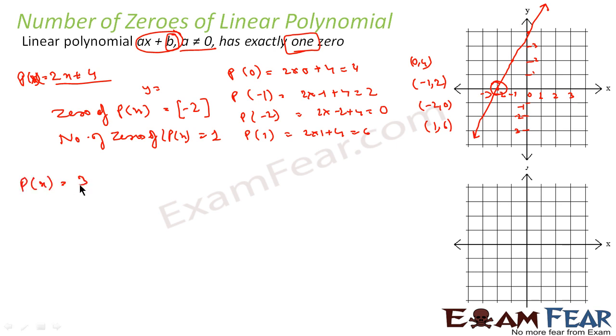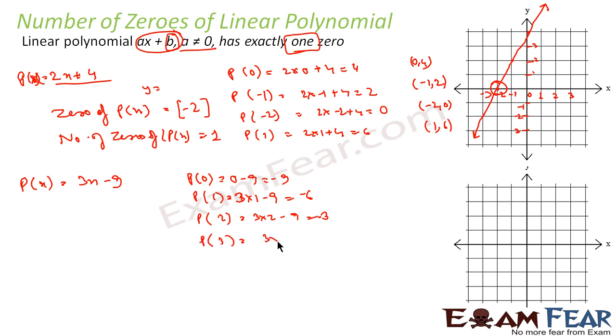This time let's take P(x) is equal to, let's suppose, 3x minus 9. This is the value of P(x). Now here also we have to first find the values. So P of 0 is nothing but 0 minus 9, that is minus 9. Correct? P of 1 is 3 into 1 minus 9, that is minus 6. P of 2 is 3 into 2 minus 9, that is minus 3. P of 3 is 3 into 3 minus 9, that is 0. P of 4 is 3 into 4, that is 12, minus 9, that is 3.